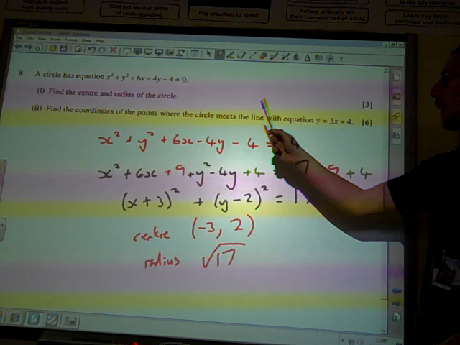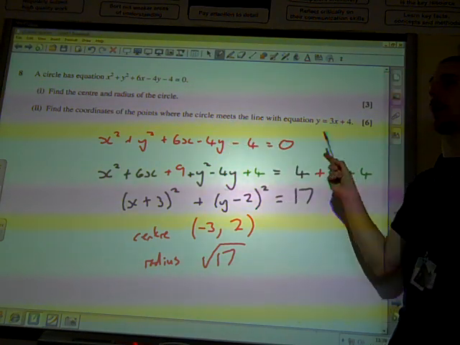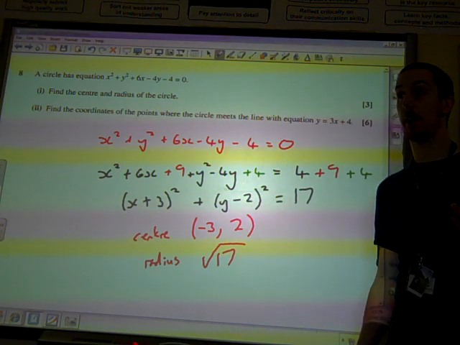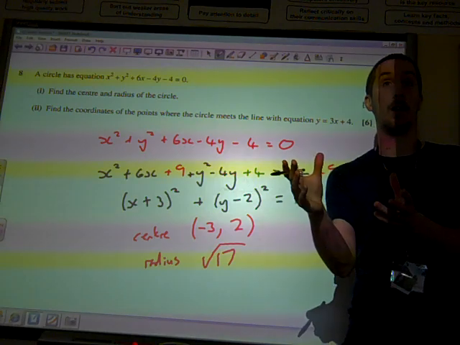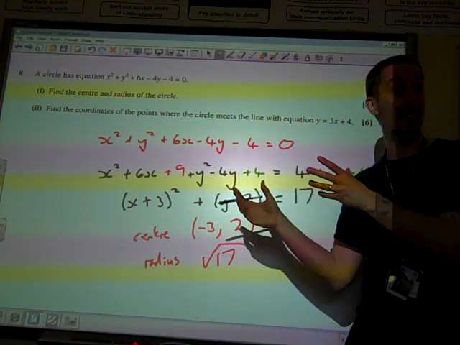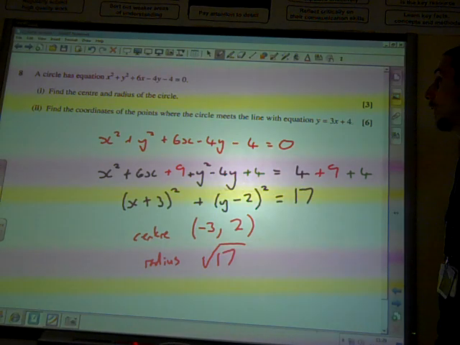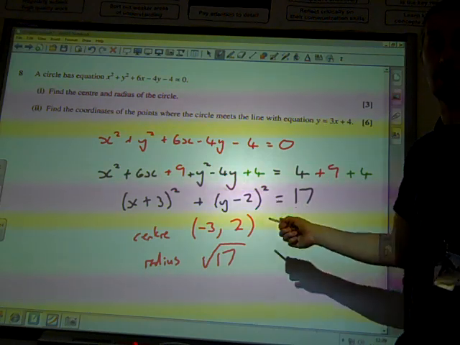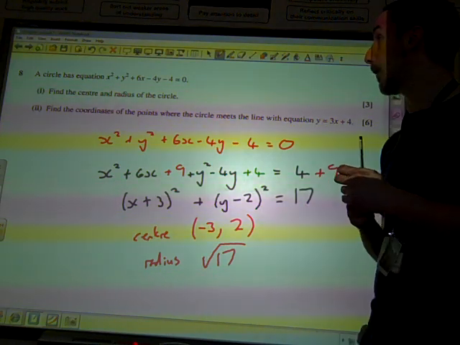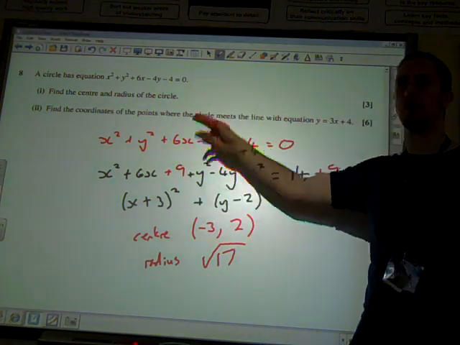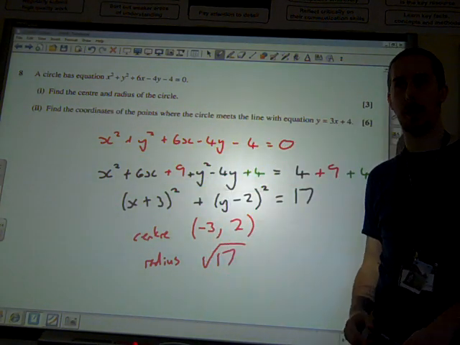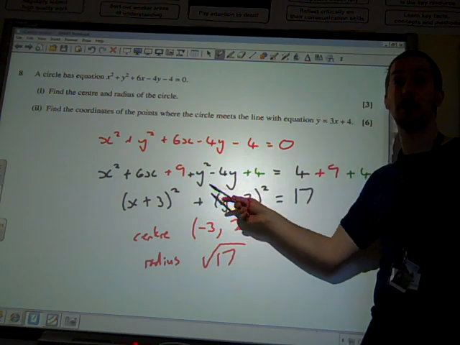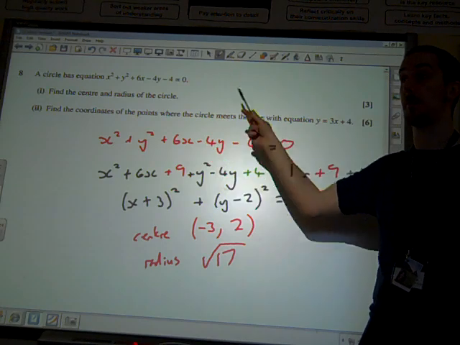Now, find the coordinates of the points where the circle meets the line of the equation y equals 3x plus 4. So, I said earlier that this paper doesn't have a really obvious simultaneous equations question, but here it is. They've tucked it away as part of this. So we're now going to do the simultaneous equations. You can use either form of the equation that you want. Should we do it with that form or that form? I'd say the top form. It's probably safer because you might have made a mistake down here, mightn't you? So if we do it with the top form, we know that we're starting with something that must be right.